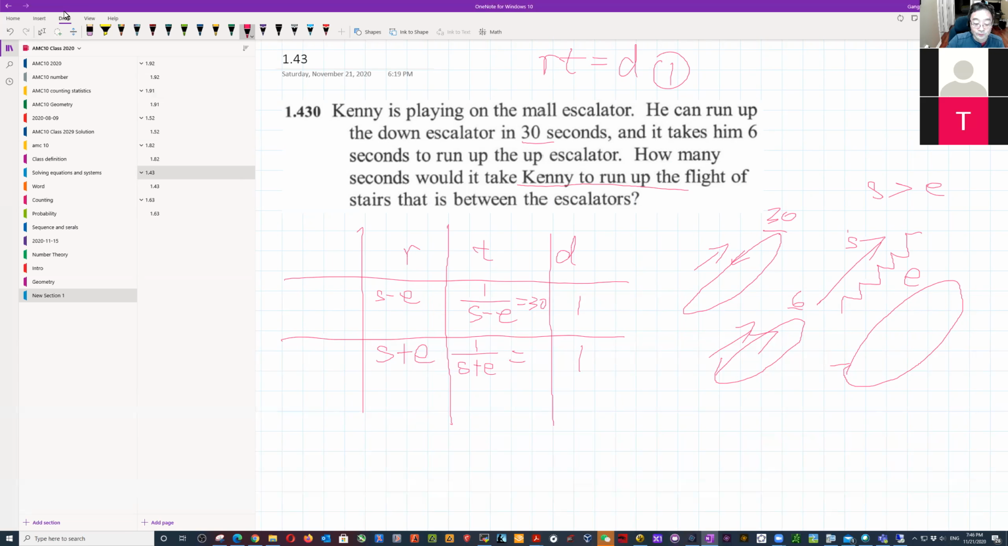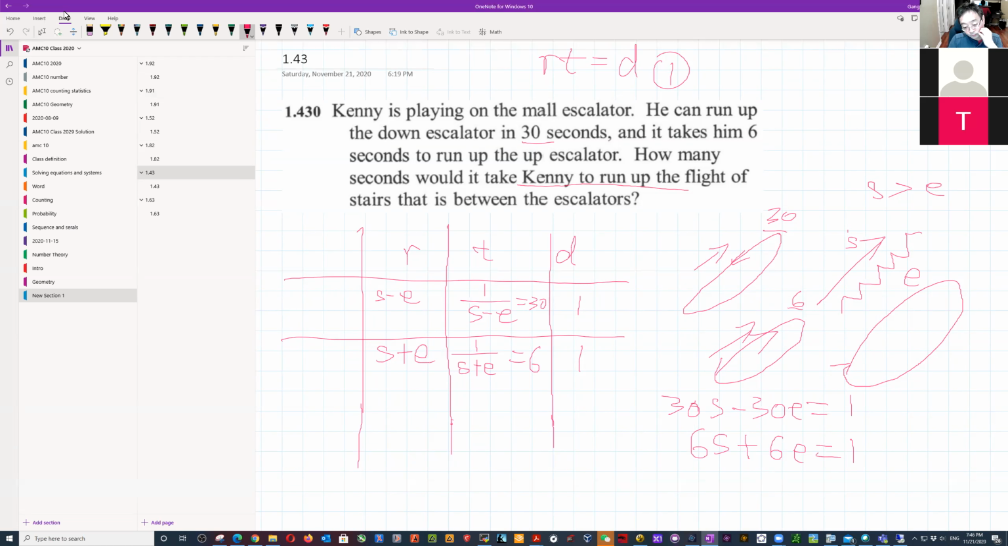equals to 6 seconds. And so right now we are trying to solve this equation. This is a fractional equation. We just cross multiply. It's just equivalent to 30/1. So basically 30s minus 30e is equal to 1. And this is just 6s plus 6e equal to 1.